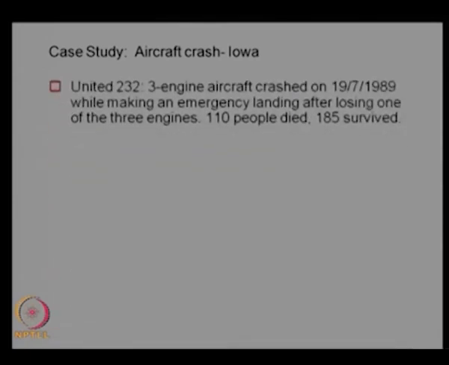So this is a case study of an aircraft in Iowa. United aircraft 232, which was a 3-engine aircraft, crashed in 1989 while making an emergency landing after losing one of the 3 engines, and in this case 110 people died and 185 survived. Most of you know that most aircraft are designed with a lot of fault tolerant systems, and in spite of all these, the aircraft failed.